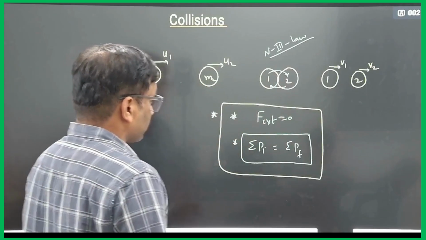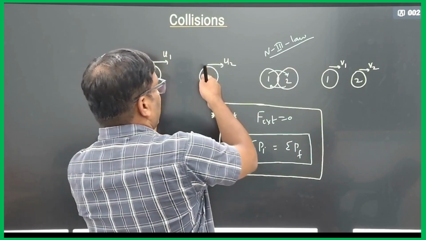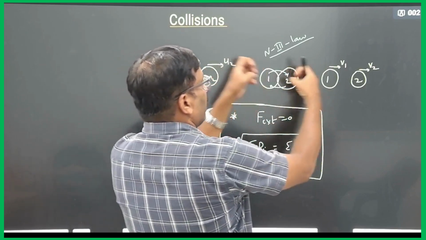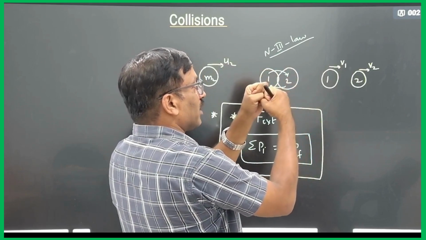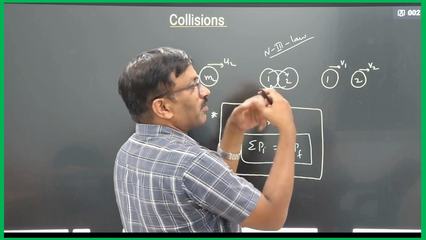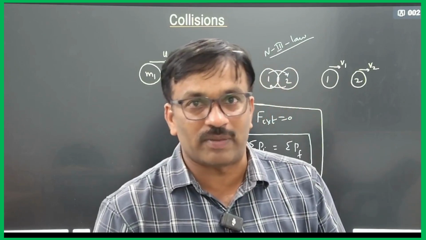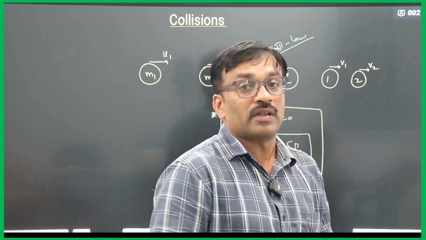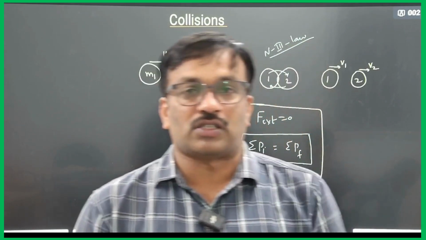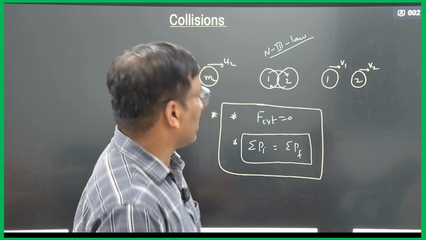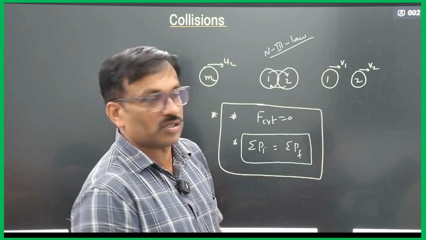But what about the energy? See, this ball has kinetic energy, and this one also has kinetic energy. When they collide, sometimes heat will be generated, some sound will be generated, some deformation takes place. So in some collisions energy will be lost. In some ideal collisions, we assume that energy is not lost.